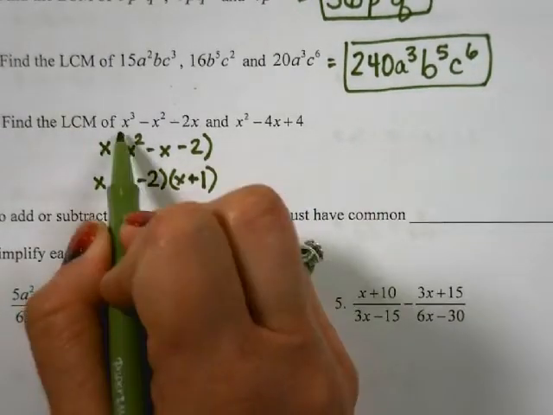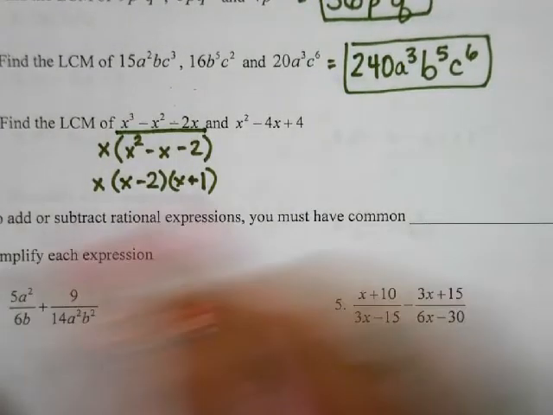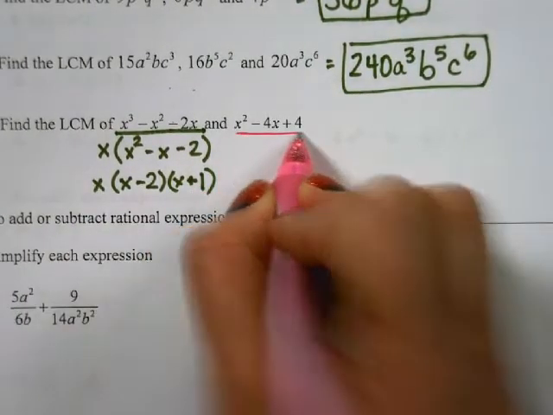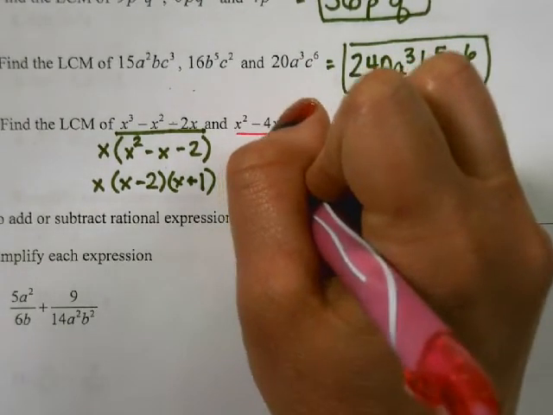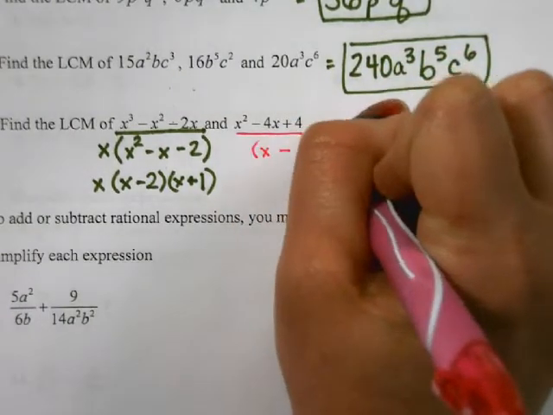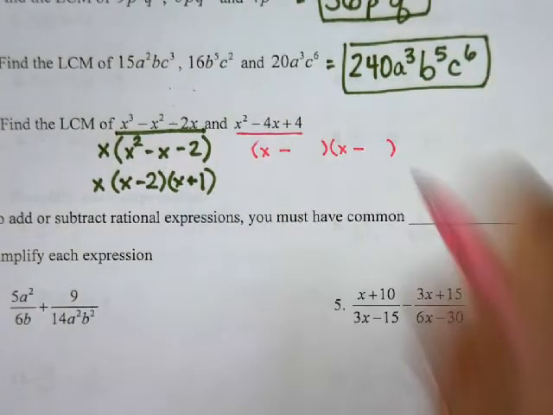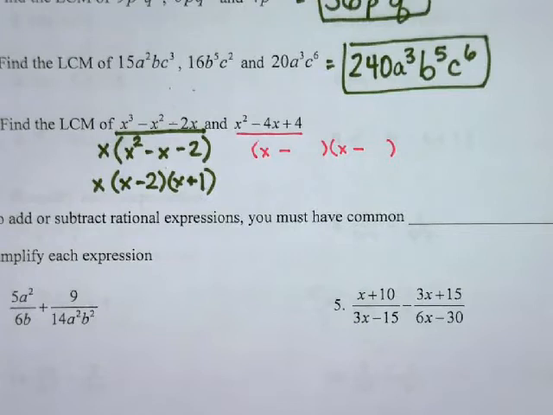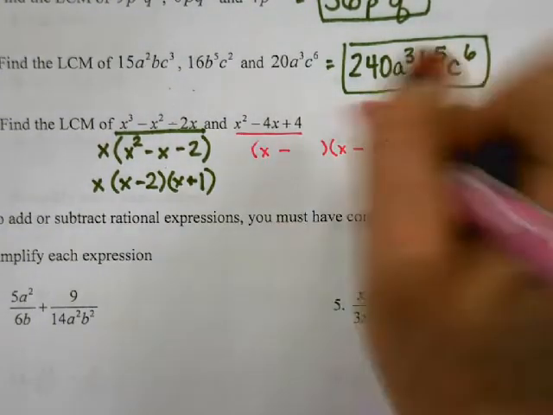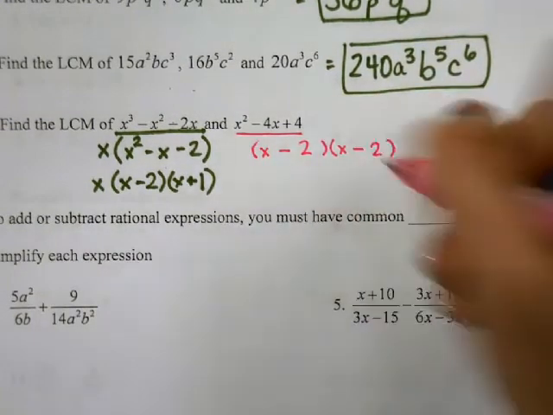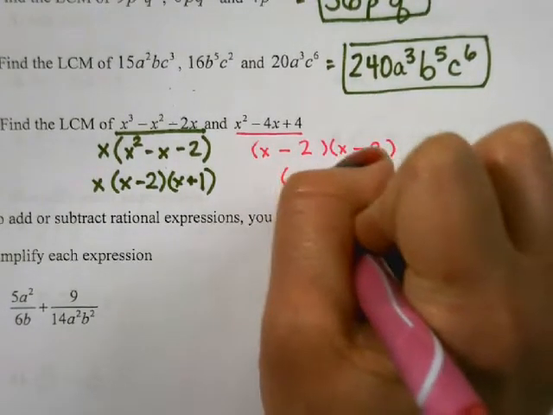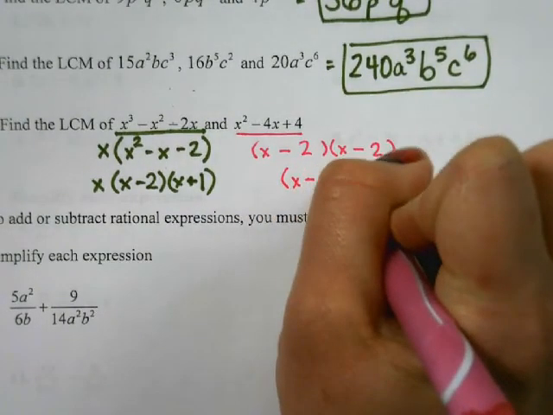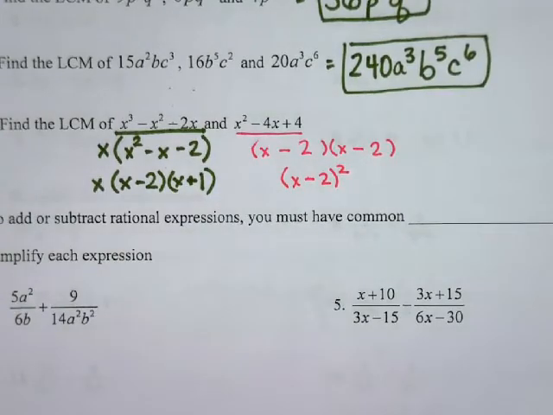Okay, that was that one. Let's factor this one now. A minus and a plus is a minus and a minus. It multiplies to 4, adds to 4. 2. How else could I write that? (x − 2)². Those factors are exactly the same, right? So I could write it as (x − 2)².